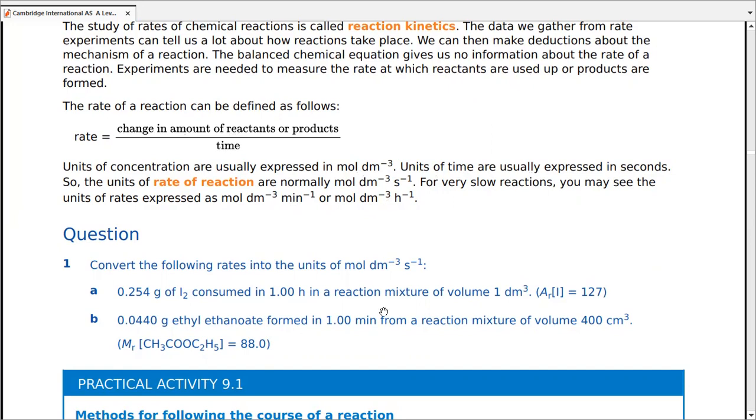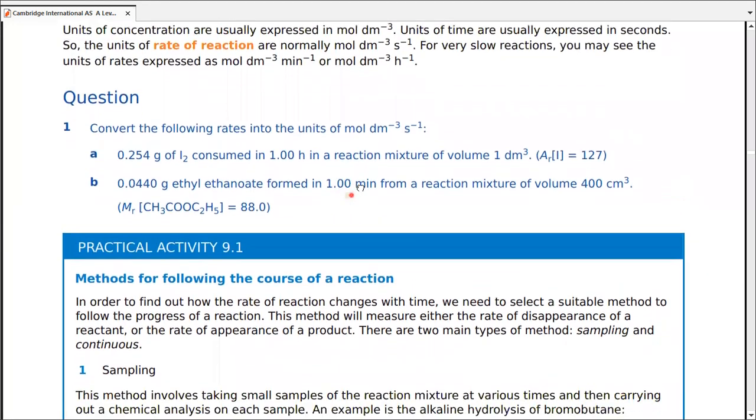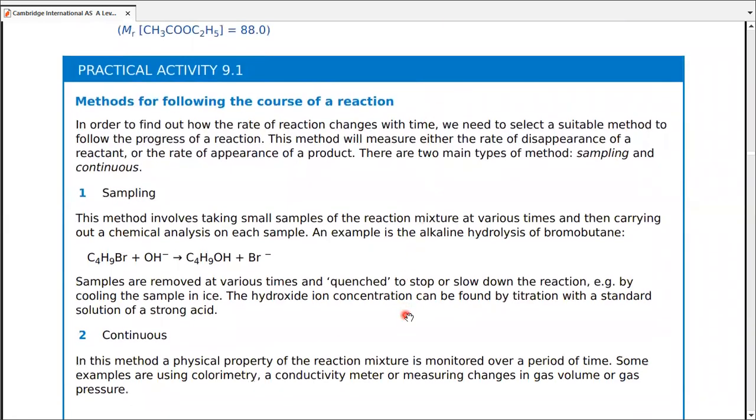So moving on. These are both simplest values, and they actually talk about how much of the reactant has been used up. So it's pretty easy to convert these kinds of questions into mole per decimeter cube per second unit. These are for practice, baby steps. Let's get to the practical activity 9.1, which is more important.